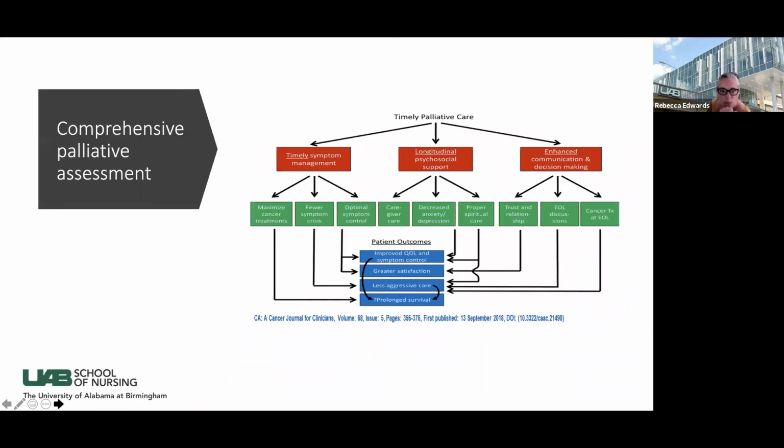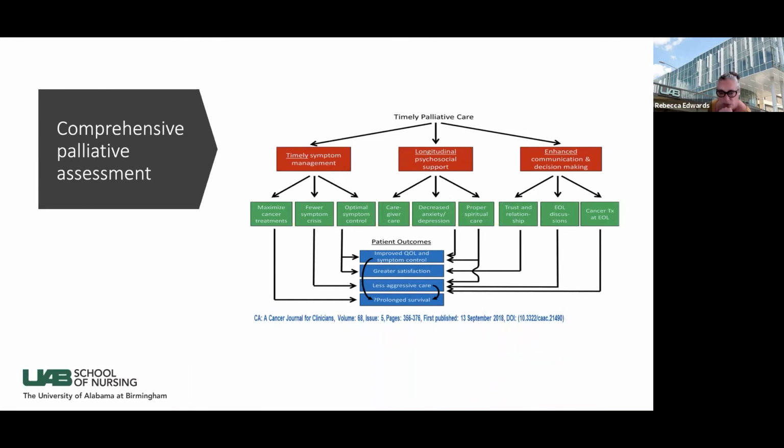So what is a comprehensive palliative care assessment? We want to make sure that we're timely. We want to not have delays in things like symptom management. Certainly if you or I were experiencing pain or other symptoms, we would want our clinician to stay on top of that. Advanced practice nurses are often thought of as the experts in symptom management, whereas the physicians are thought of as the experts in treatments and treatment planning.